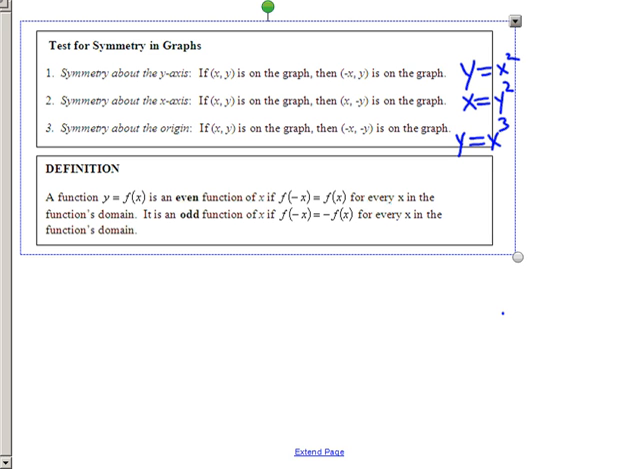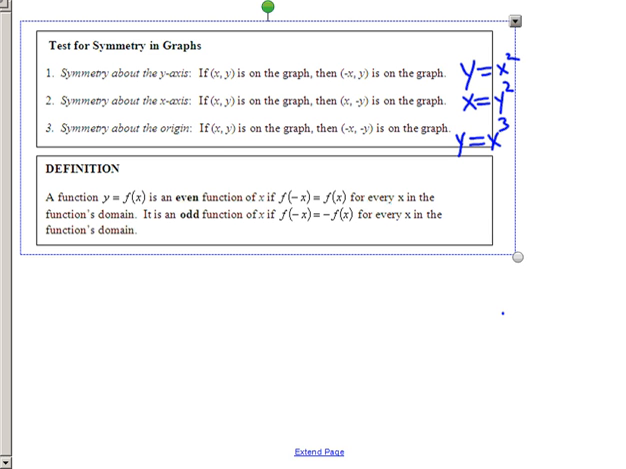Moving on to the next definition. A function y equals f of x is said to be an even function if f of negative x equals f of x for every x in the function's domain. And it's said to be an odd function of x if f of negative x equals negative f of x for every x in the function's domain. Again, if we come back and look at the examples that I've provided here, a good example of an even function.